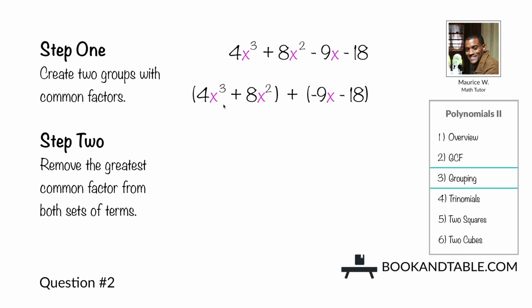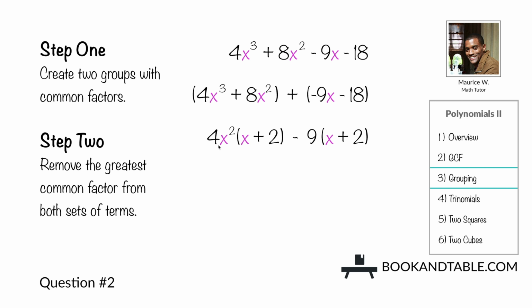And now step 2, remove the greatest common factor from both sets of terms. So 4x cubed plus 8x squared have a common factor of 4x squared. The coefficients 4 and 8 have a common factor of 4. The variables x cubed and x squared have a common factor of x squared. The second factor would then be 4x cubed divided by 4x squared, which would be x. 4 divided by 4 is 1. X cubed divided by x squared is x. 1 times x is x.